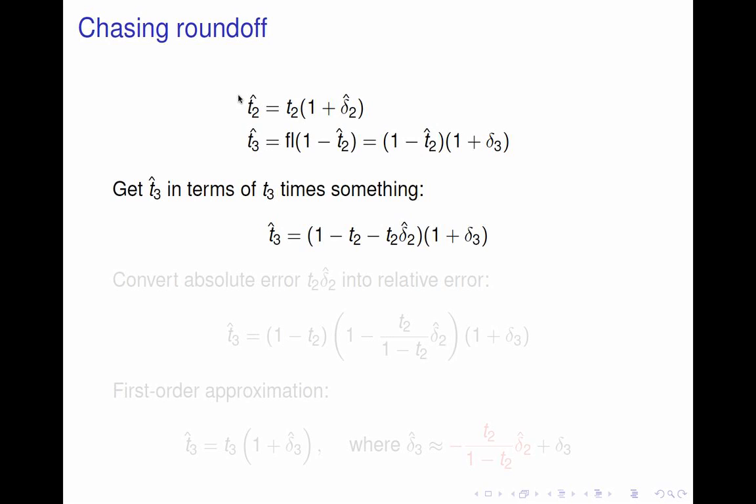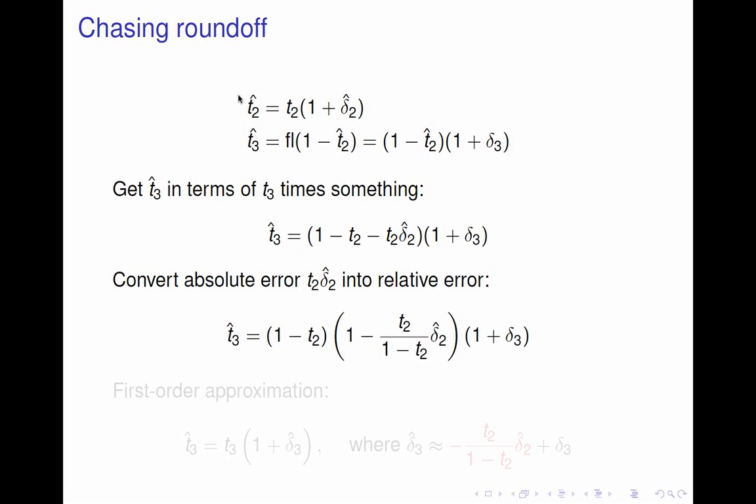That's good. But then that's minus t2 times delta 2 hat, not times 1 plus something, right? So it's relatively easy to get it in terms of relative error. What we're going to do is pull a factor of 1 minus t2 out from that expression, right? So now we've got t3 hat equals 1 minus t2, which is the thing that we really wanted, times 1 minus t2 over 1 minus t2 times delta 2 hat times 1 plus delta 3.